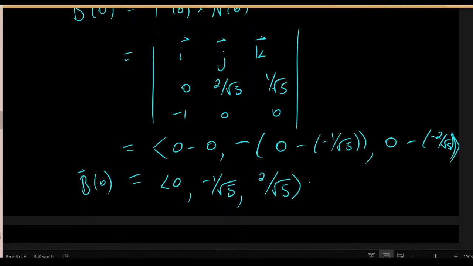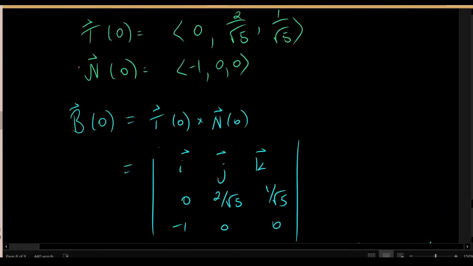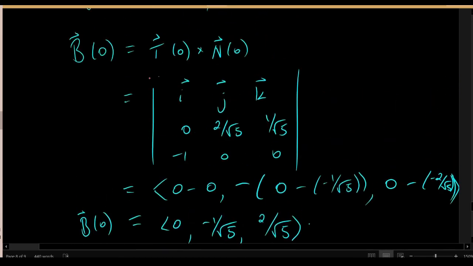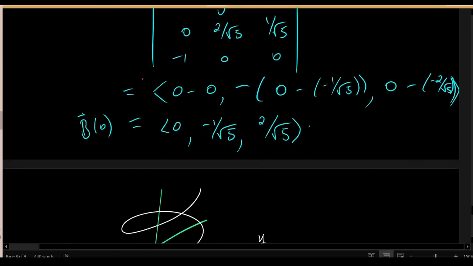And you can go back and confirm that all the vectors that we found, the unit binormal vector, the unit normal vector, and the unit tangent vector, all have a length of 1 because they're unit vectors, and they're all orthogonal to one another. So t dot n is 0, t dot b is 0, and n dot b is also 0.